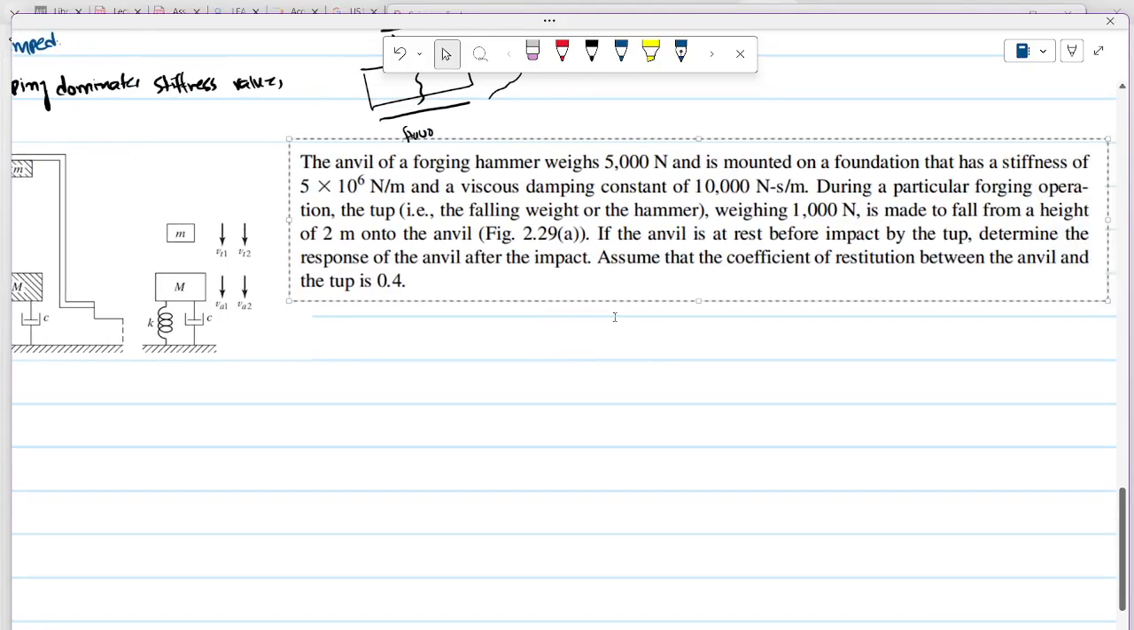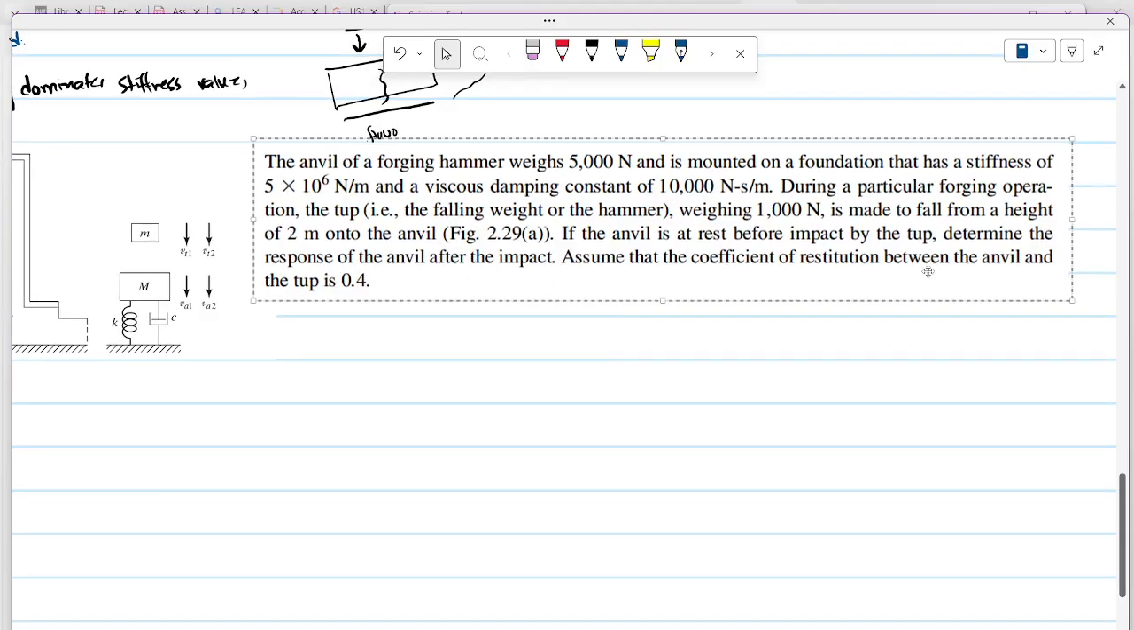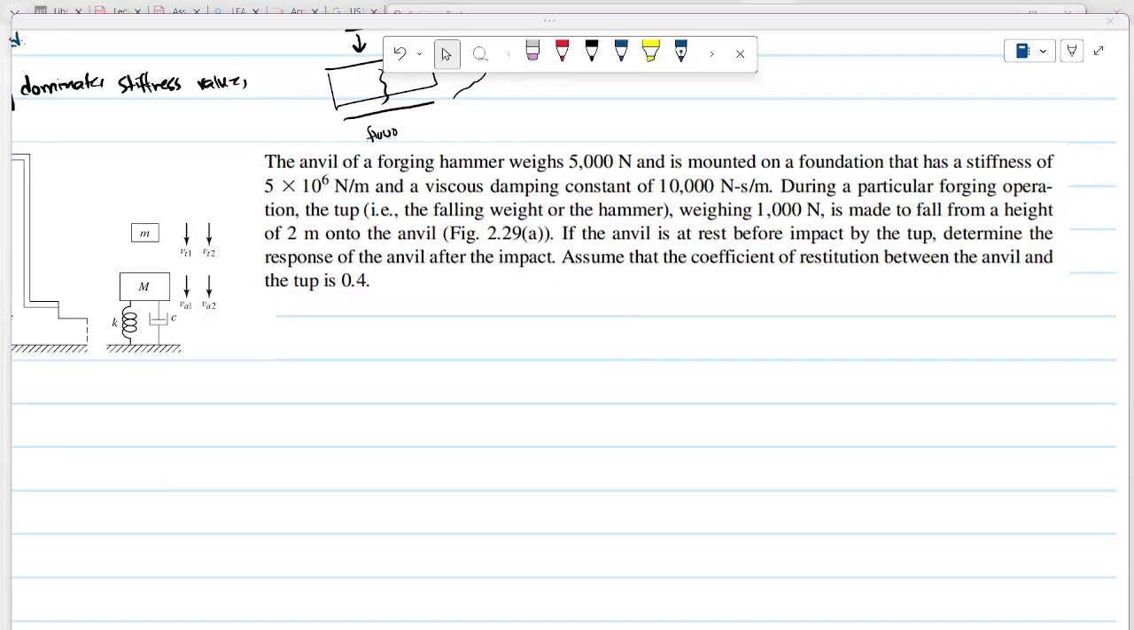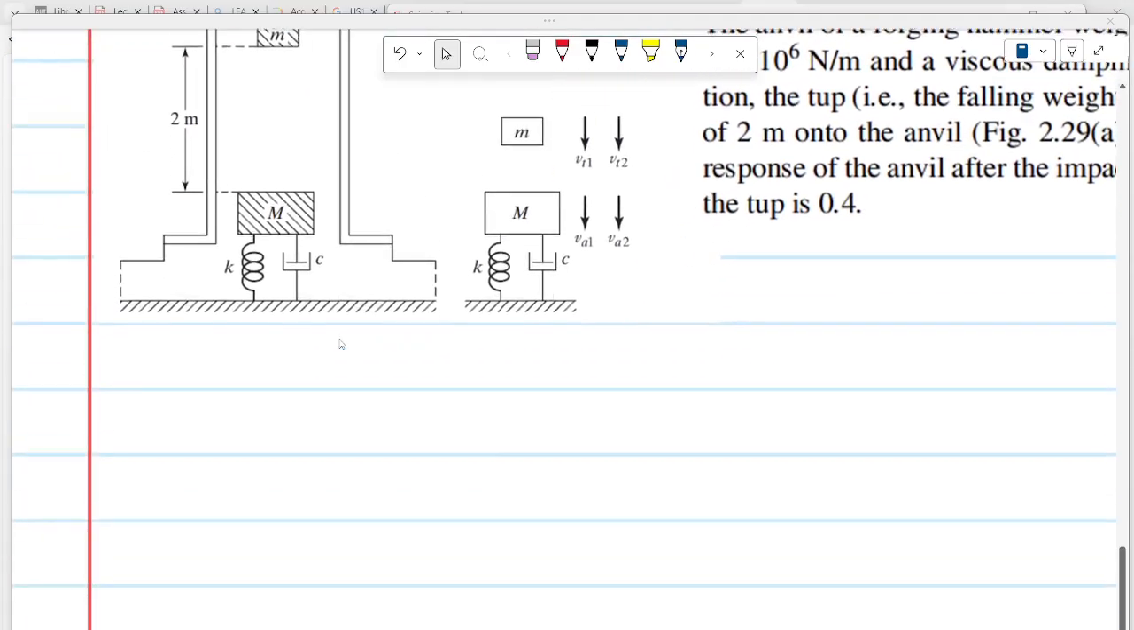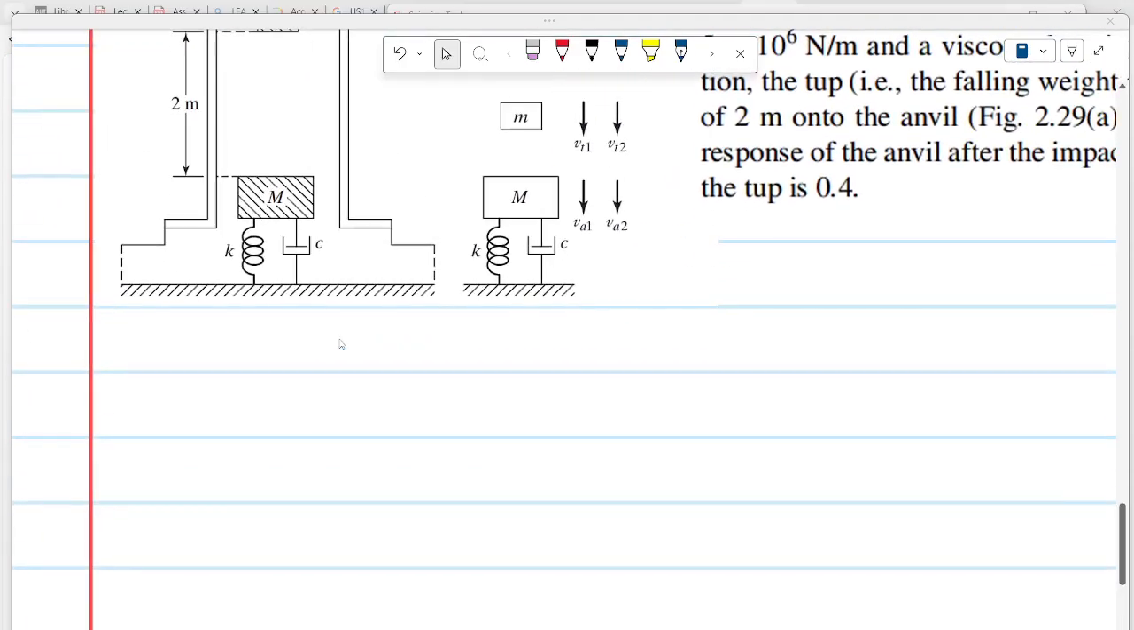So what do we need to find? Determine the response of the anvil after the impact. So the first thing we can do is use the conservation of momentum and the coefficient of restitution to find the initial velocity of the anvil, and just apply the conservation of momentum to the system.